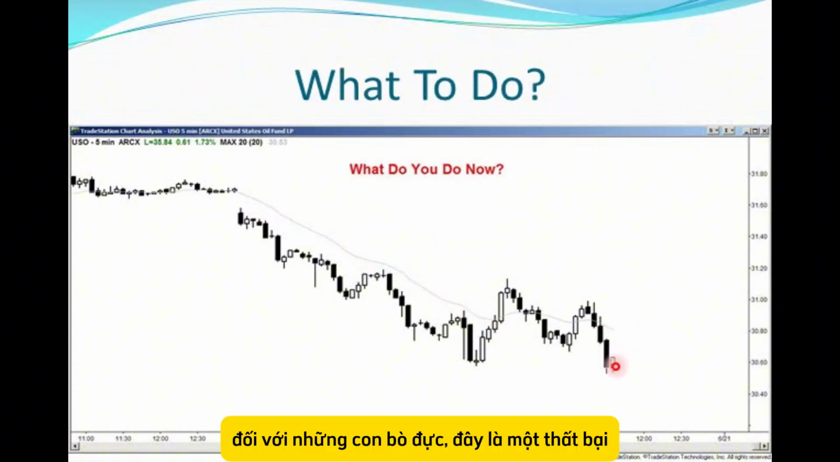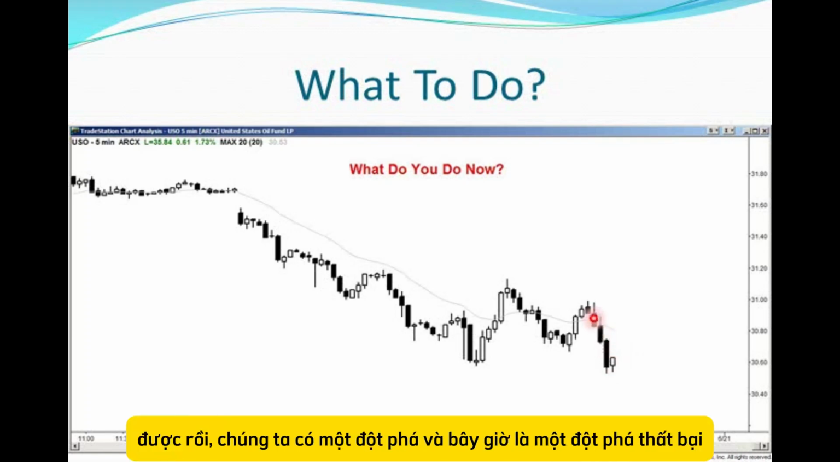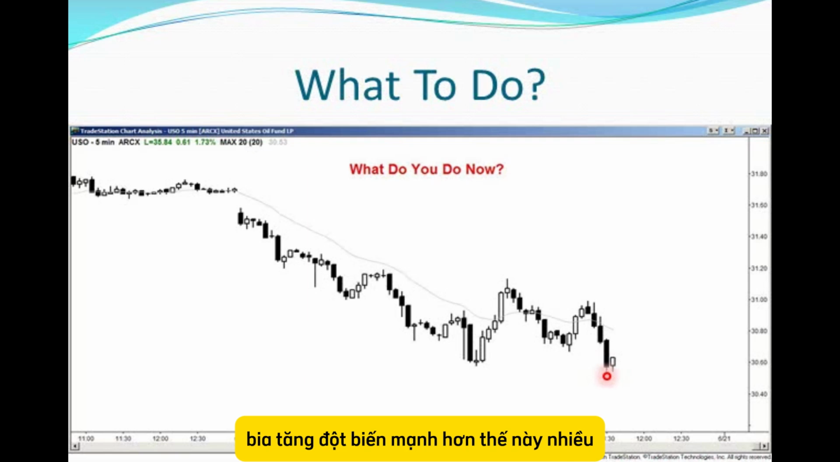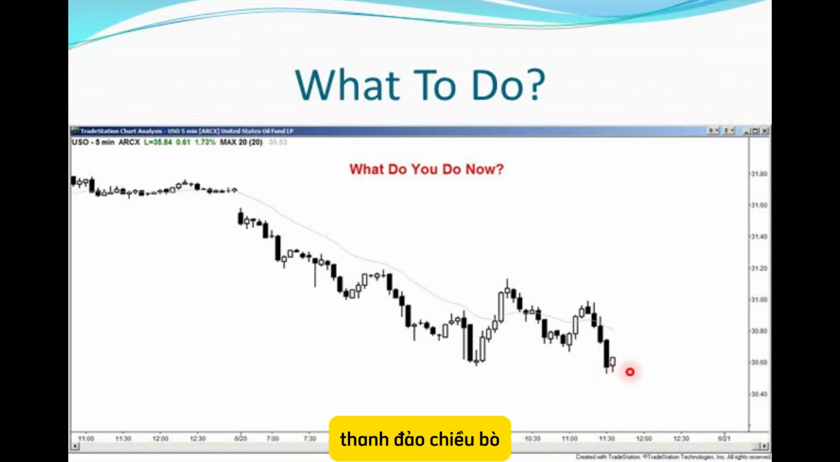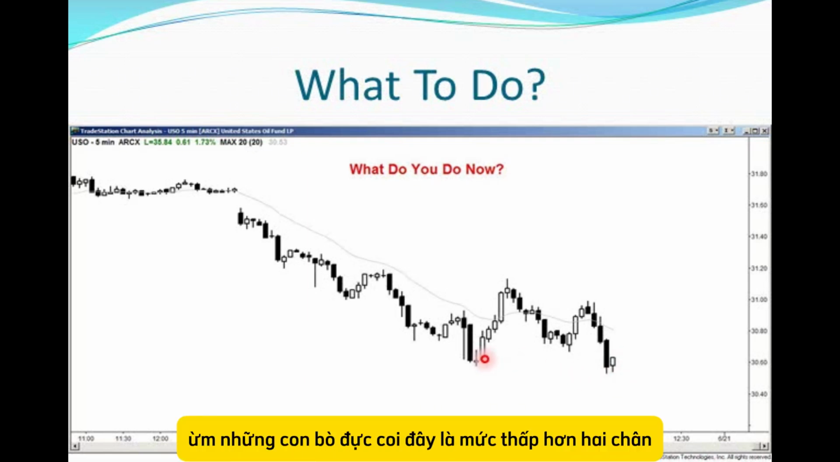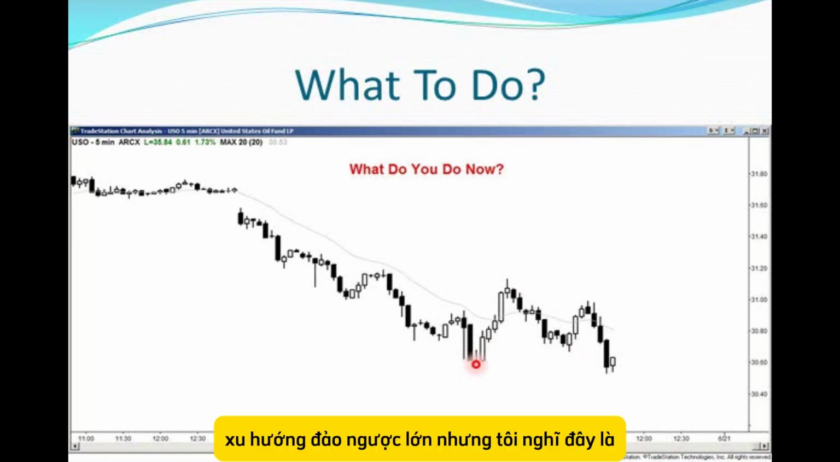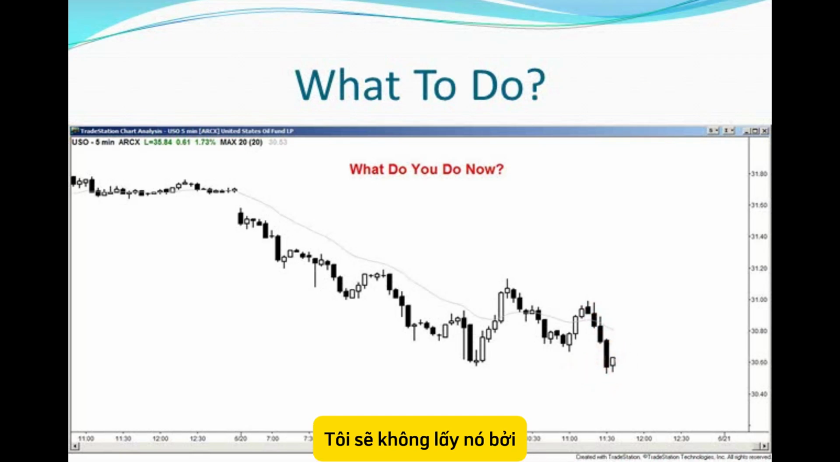For the bulls, this is a failure. All right, we have a breakout and now a failed breakout. The bear spike is much stronger than this bull reversal bar. The bulls see this as a 2-legged lower low major trend reversal, but I think this is not strong enough to overcome this bear bar, and certainly not strong enough to overcome these 4 bear bars. So there should be sellers above. I would not take that buy.